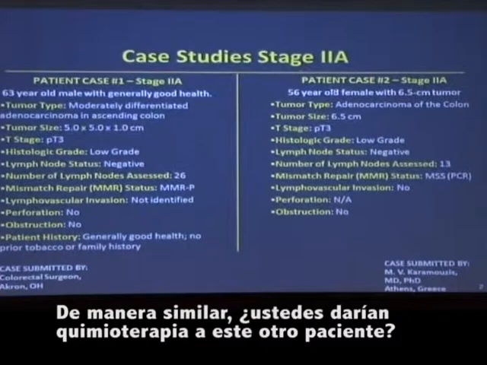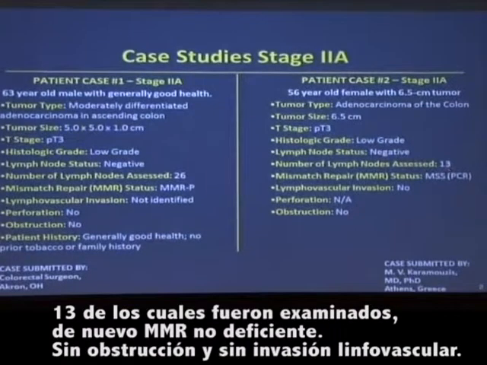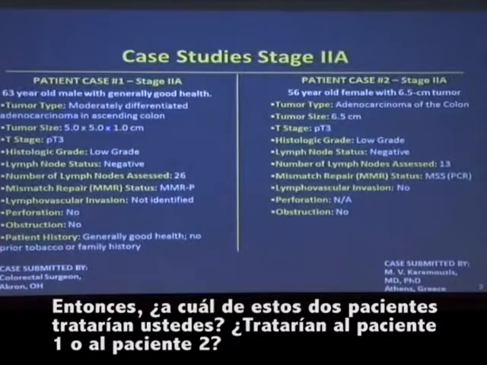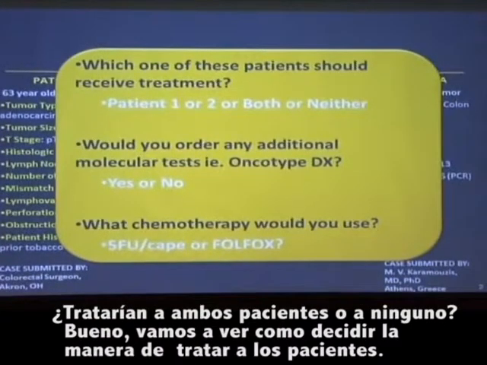Similarly, would you give chemotherapy to this patient, 56-year-old female, 6.5 centimeter tumor, T3, low grade, no lymph nodes, 13 were examined, mismatch repair again proficient, no obstruction, no lymphovascular invasion. So which of these patients do you treat, okay? Do you treat patient 1? Do you treat patient 2? Do you treat both of these patients? Do you treat neither of these patients, okay?